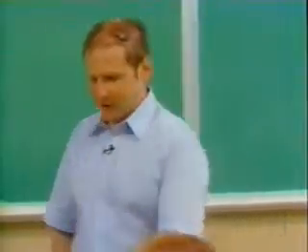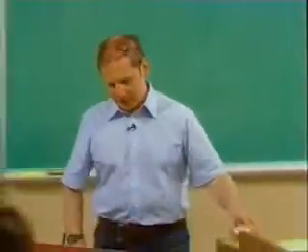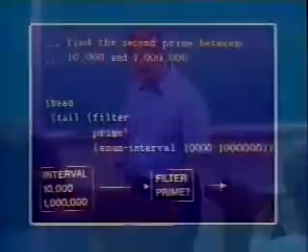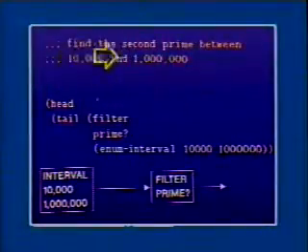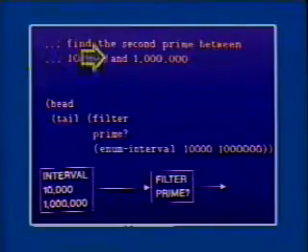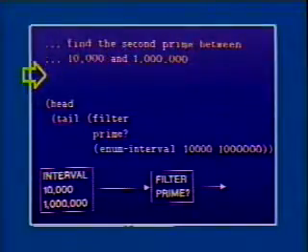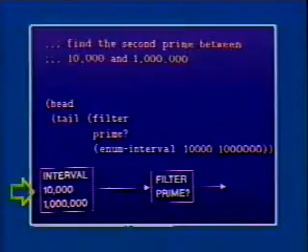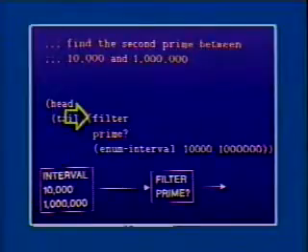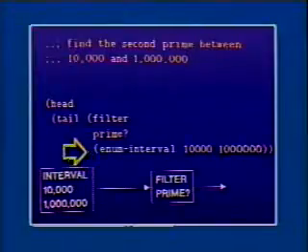Let's think about the following problem. Suppose I tell you to find the second prime between 10,000 and 1,000,000. Or if your computer's larger, say between 10,000 and 100 billion or something. You say, oh, that's easy, I can do that with a stream. All I do is I enumerate the interval from 10,000 to a million. So I get all those integers from 10,000 to a million. I filter them for primeness, so test all of them and see if they're prime. And I take the second element, that's the head of the tail. Okay, well, that's clearly pretty ridiculous.